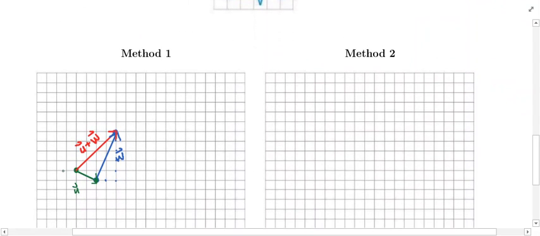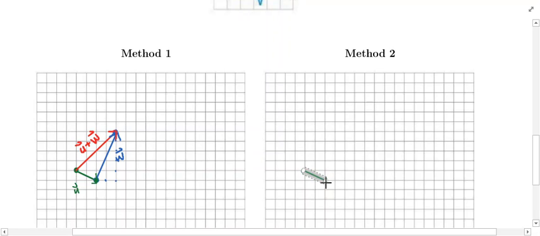I'm going to try to position this in the same place that I did with method 1. So I'm going to stay at this level and I'm going to go 4 boxes in. So 1, 2, 3, 4. This is going to be my initial point. I'm going to draw vector u. I know for vector u, I need to go down 1 and right 2. Connect my dots, put my arrow on it.